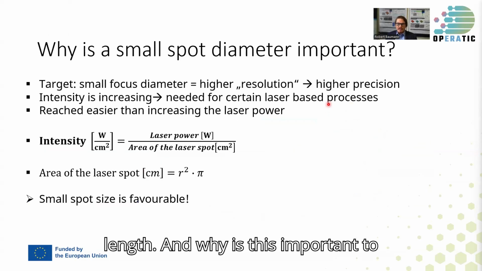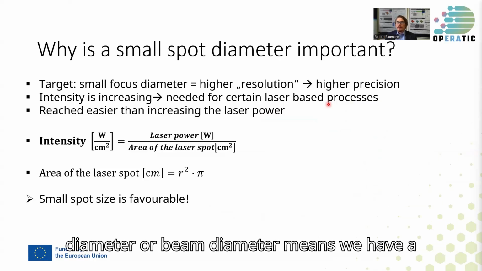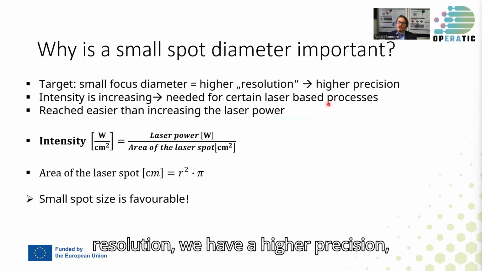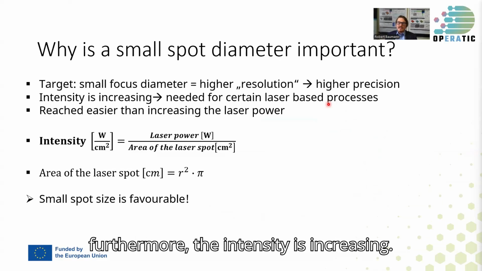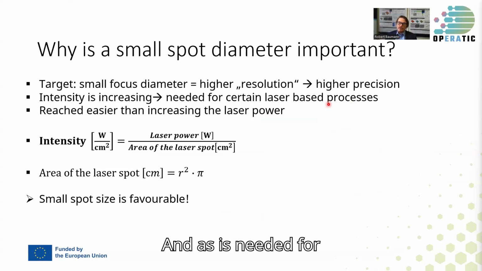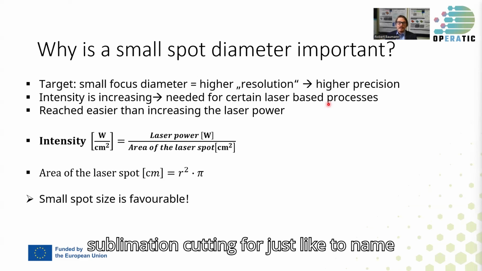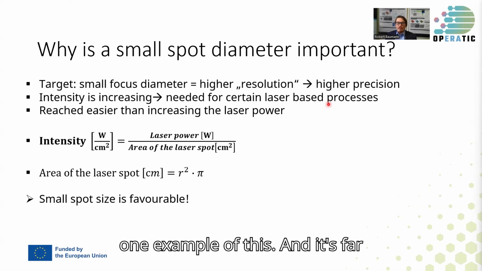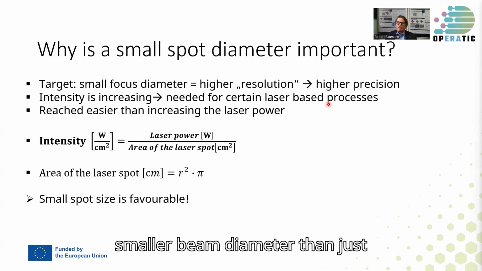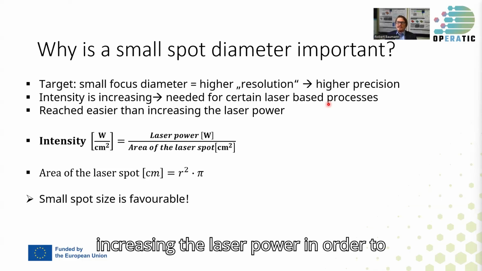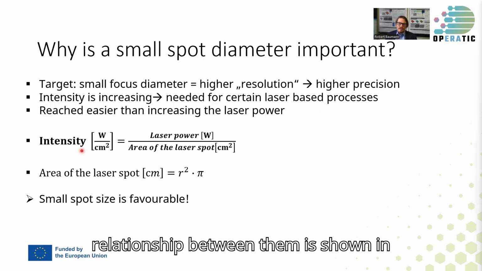And why is it important to get a smaller beam diameter? A small focus diameter or beam diameter means we have a higher resolution, and with this higher resolution, we have a higher precision which we can work with. Furthermore, the intensity increases, and this is needed for certain laser-based processes, such as sublimation cutting, just to name one example. And it's far easier to reach a smaller beam diameter than just increasing the laser power in order to get higher intensity. The relationship between them is shown in this short equation here.